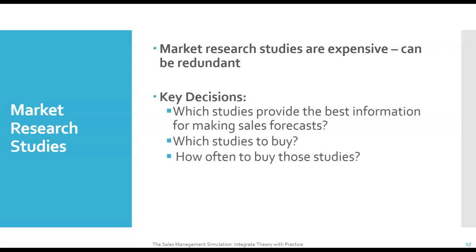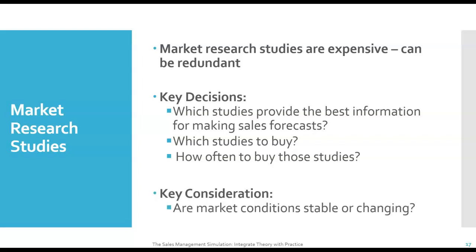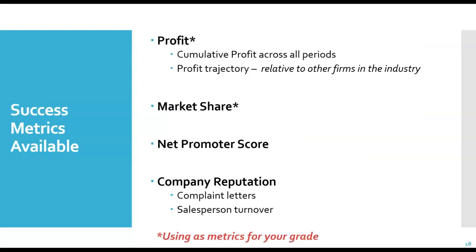So things you have to think about. What's going to provide you the best information that's really going to help you make a solid decision? So which do you buy, and do you need to buy them quarterly? Other things you have to think about: are conditions stable? Are they changing? So success metrics that are available.